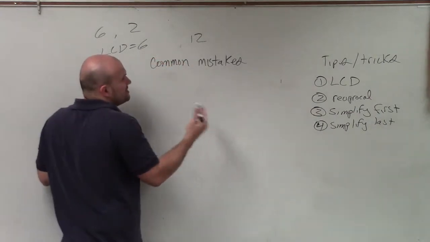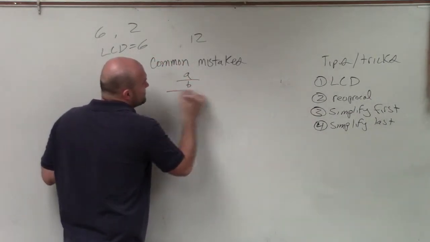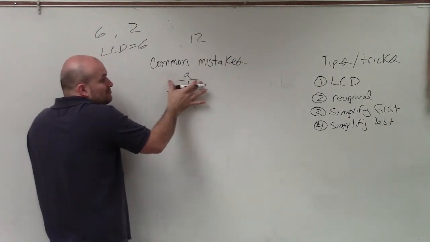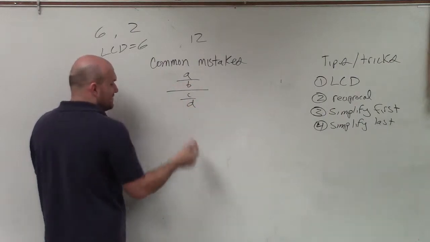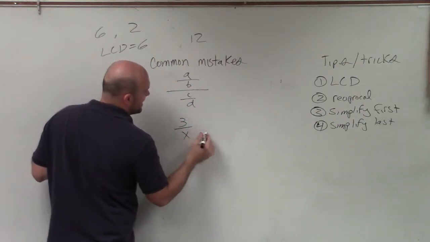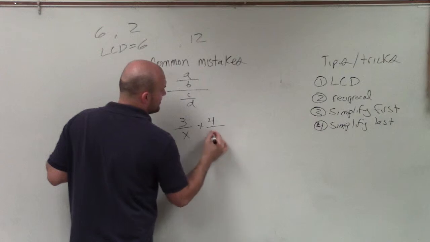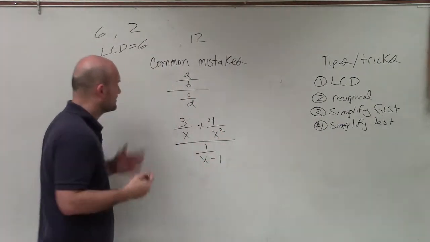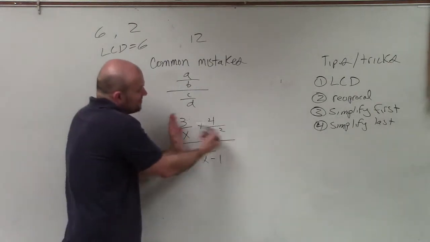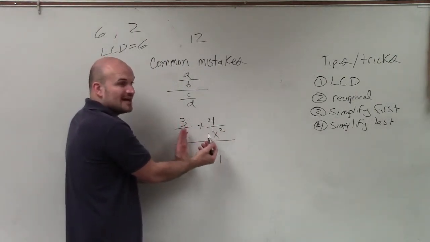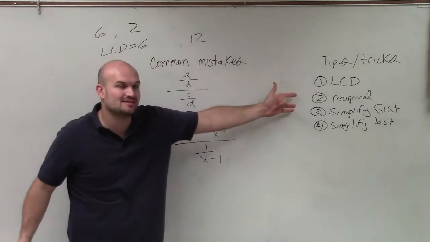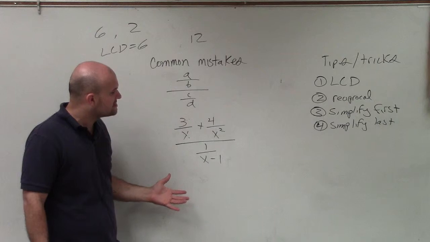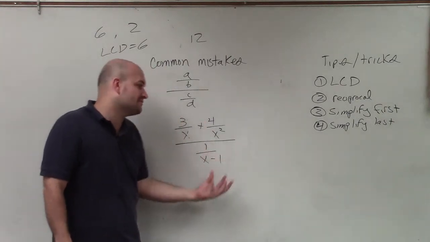Because remember, when we're dealing with a complex fraction, we have to have a fraction over another fraction. So if I have, let's say, 3 minus x plus 4 divided by x squared, divided by 1 over x minus 1, if I have this complex fraction, I have to combine this numerator so it's one fraction. Then I can apply the two processes. That's a very big common mistake. Students a lot of times just multiply everything out, but it's very helpful to combine these first, and then you can simplify.